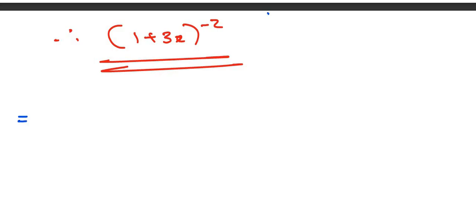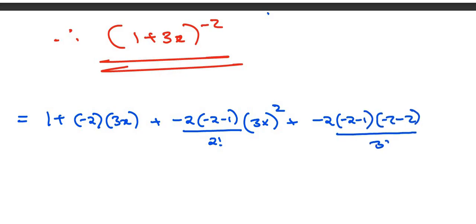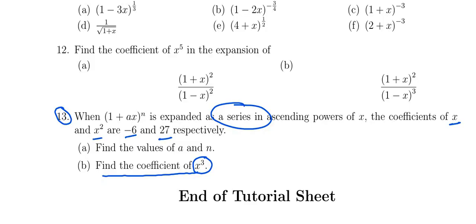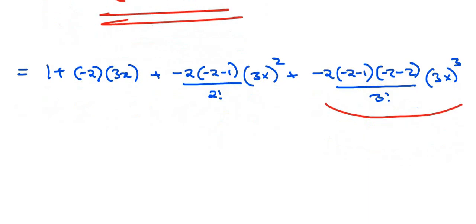So now we're going to say this is the same as 1 plus -2 and 3x, then again plus -2 minus 1, then I have 2 factorial. This is 3x to the power 2, then plus -2 minus 1, -2 minus 2 over your 3 factorial. Then we have our 3x to the power 3. The coefficient of x to the power 3. So this is the coefficient of x to the power 3. This part here, we're interested in this last part. That will be our main concern.